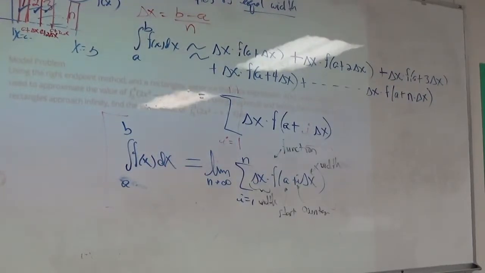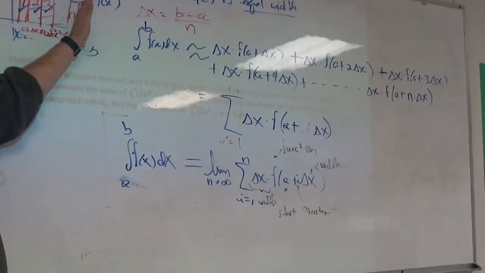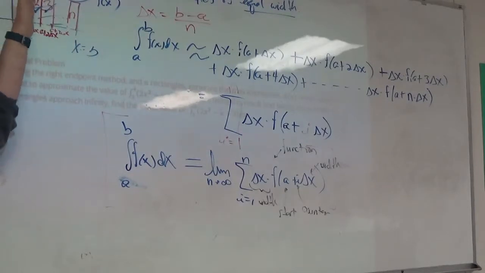If it was the left, would it be the starting point? Would it be a plus delta x? First, I'm so glad you asked that question. Her question is, what if instead of the right endpoint method, you were using the left endpoint method? It would be trickier than I want us to deal with.